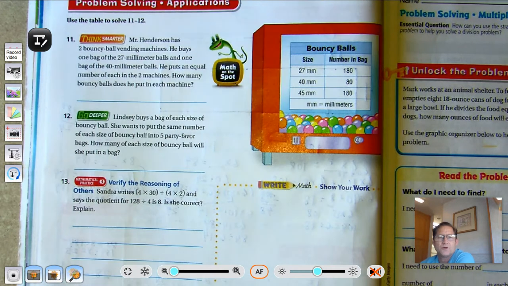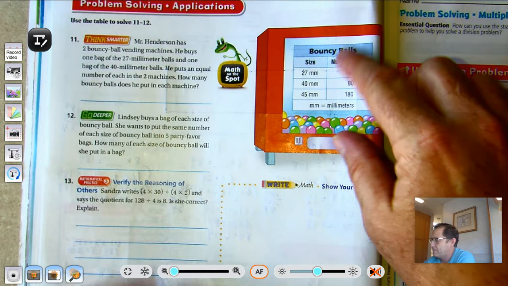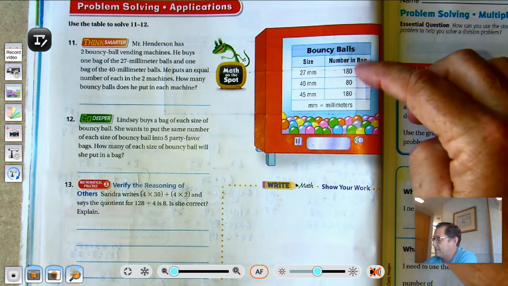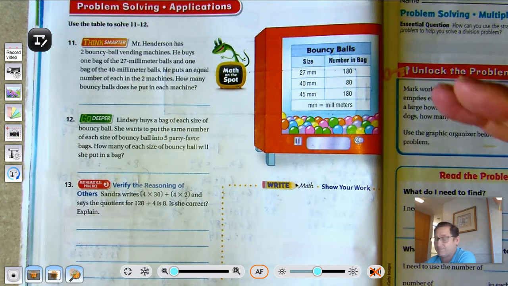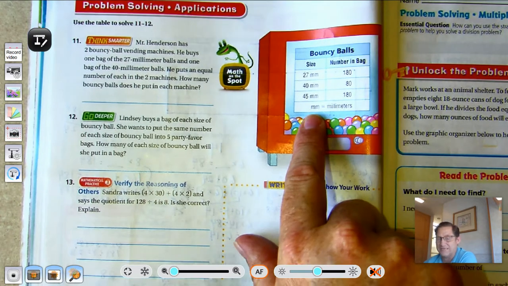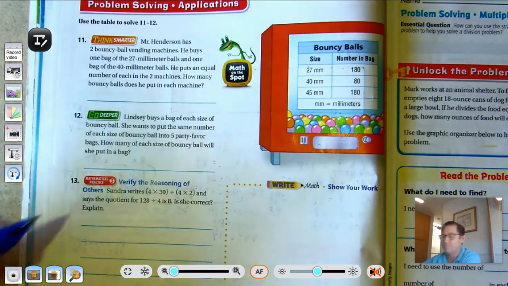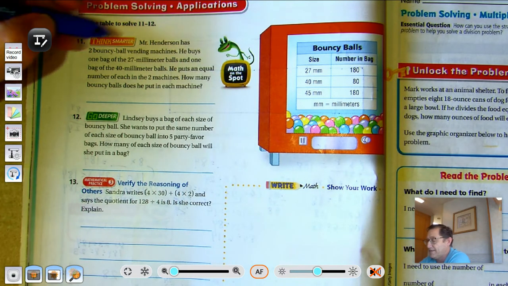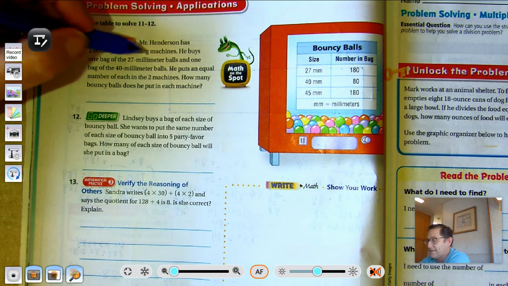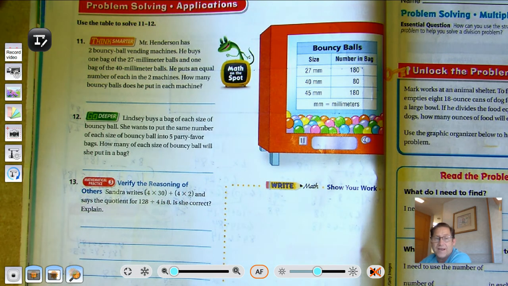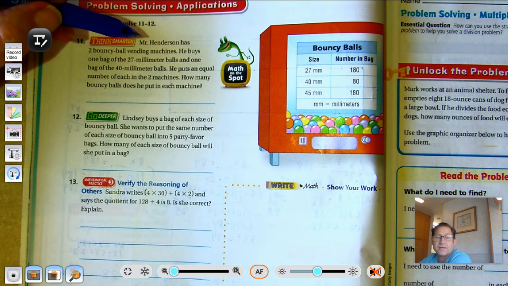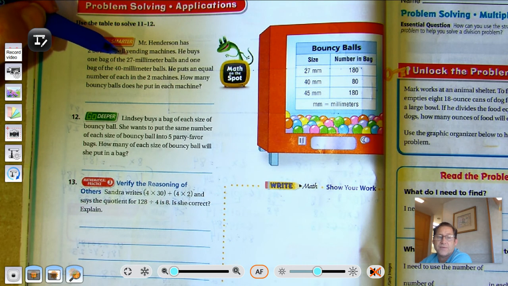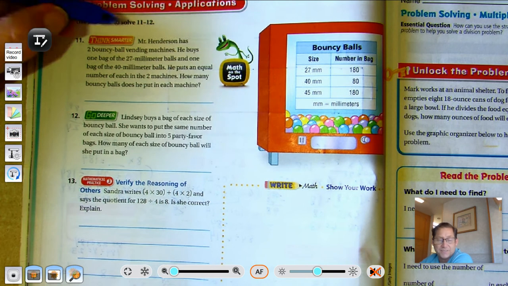All right, use the table to solve questions 11 and 12. So our table has bouncy balls, and it has 3 different sizes. And this is the number of the balls in each bag. Okay, and it's telling us that mm stands for millimeters. Okay, so Mr. Henderson has 2 bouncy ball vending machines. He buys 1 bag of the 27 millimeter balls and 1 bag of the 40 millimeter balls. He puts an equal number of each in the 2 machines. How many bouncy balls does he put in each machine?